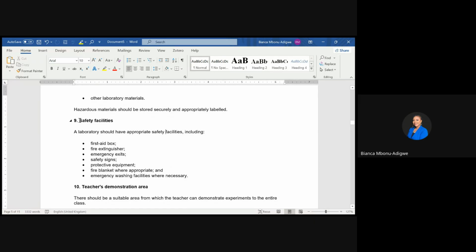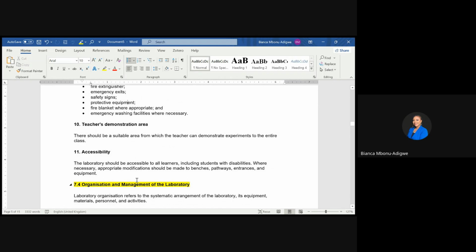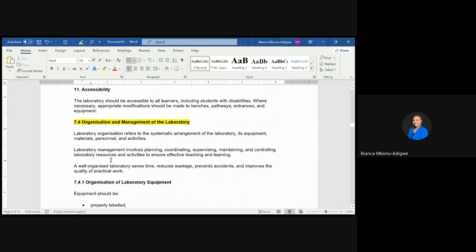Now, apart from ventilation and all those things, there should be safety facilities, and you've mentioned almost all of them. First aid box, fire extinguisher, safety signs, PPE, that's protective equipment. Emergency washing facilities, emergency exits. So think of the lab that you know. Does it have an emergency exit? Sand bucket, yes, that is correct. There should be a teachers' demonstration area and accessibility.